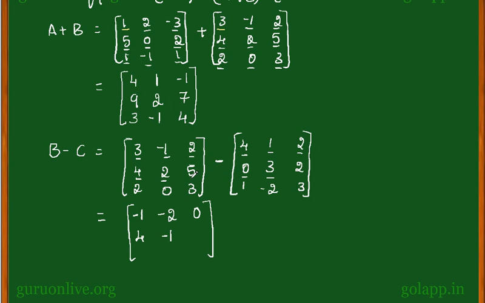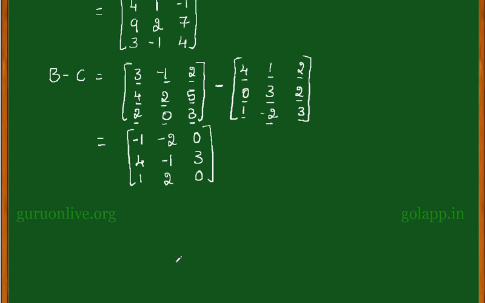The last element in the second row is 5 and the corresponding element is 2. So 5 minus 2 gives you 3. In the last row, the first element is 2 and the corresponding element is 1. So 2 minus 1 gives you 1. The last row second element is 0 and the corresponding element is minus 2. So 0 minus minus 2 gives you plus 2. The last row last element is 3 and the corresponding element is also 3. So 3 minus 3 gives you 0. That's the matrix for B minus C.